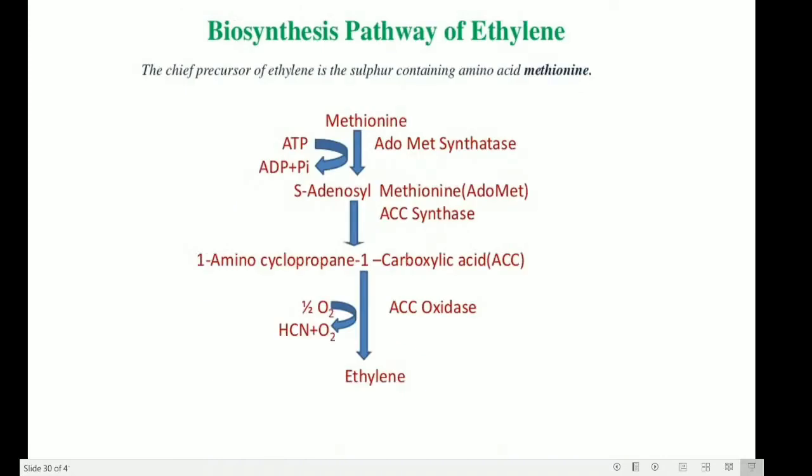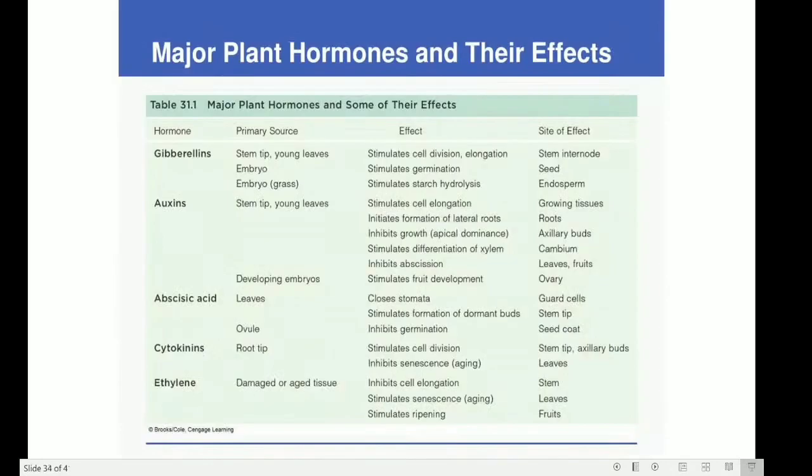The synthesis of ethylene. Ethylene is produced from methionine, an amino acid. Methionine is converted into S-adenosyl methionine. This S-adenosyl methionine is converted into 1-aminocyclopropane-1-carboxylic acid. ACC means aminocyclopropane-1-carboxylic acid. This ACC is converted using ACC oxidase and ACC synthase.